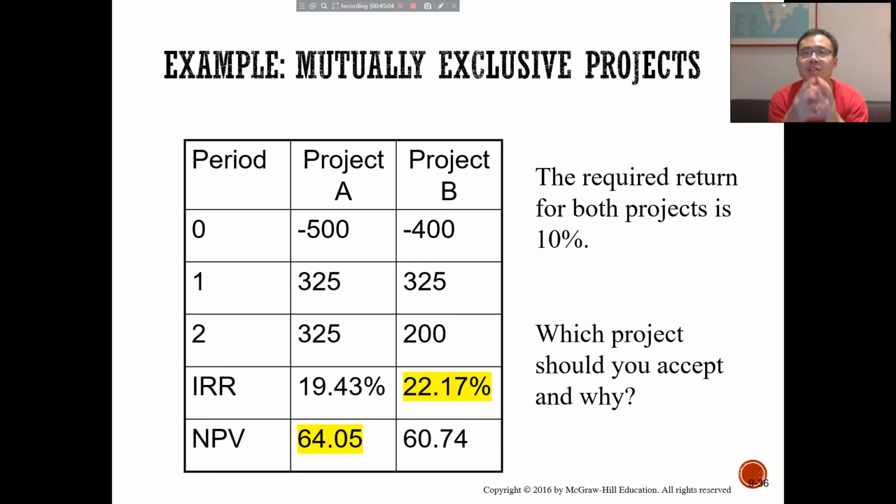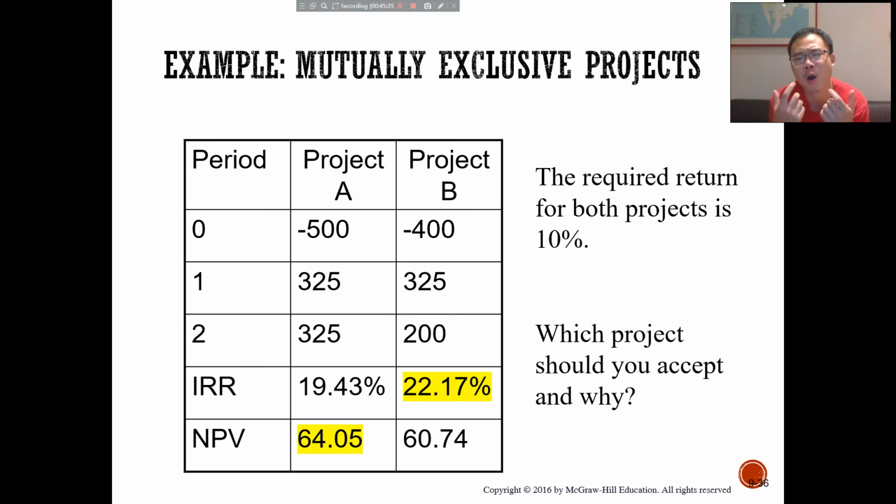So if you have two mutually exclusive projects that you cannot choose both, but if you could choose both, what would you do? You accept both projects because both NPVs are positive, and both IRRs are higher than the required return of maybe 10% or maybe 15%, because they are really high, 19% and 22%. You should accept both.